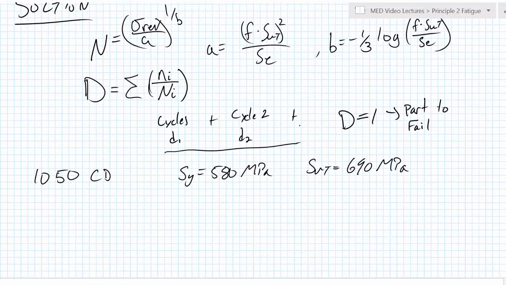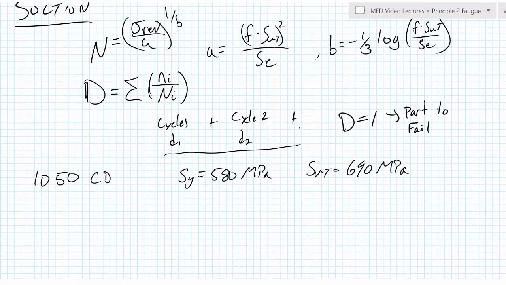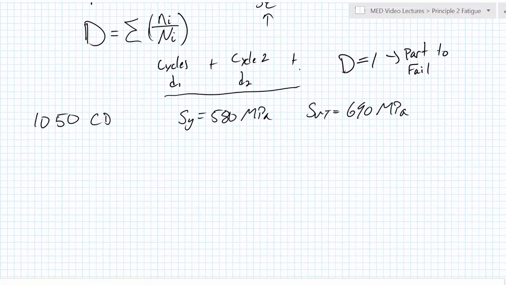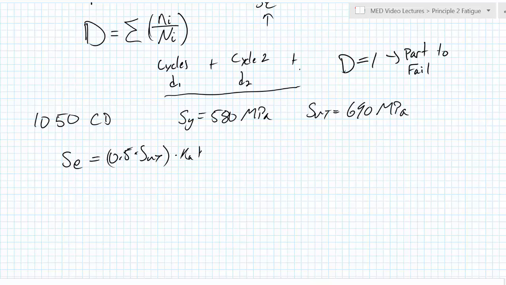In order to find out the number of cycles this thing will last, we're going to need to know SE, and we're going to need to know that F ratio, and then we can figure out the number of cycles that will last each one of those. So for our endurance strength, we know it is approximately half of the ultimate strength for the hypothetical. And then we have our Marin factors, Ka, Kb, and Kc.